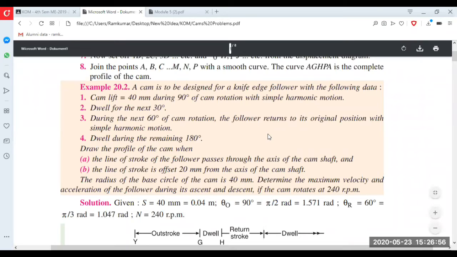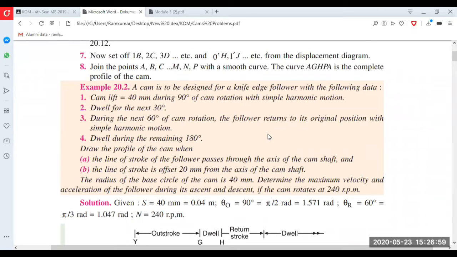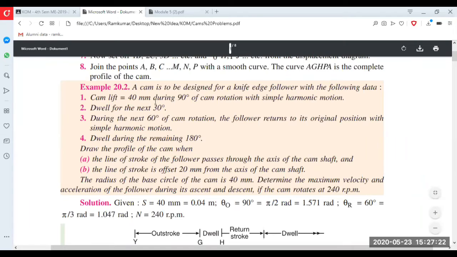So this is the problem. I have given it in the question bank. I think the same problem will be given to your test also. Okay. One particular problem, if you understand, you will be able to solve many problems. In cams, this is a major part. This is the major part you have to remember, you have to understand. Okay, so first we'll see here, a cam is designed for a knife edge follower.